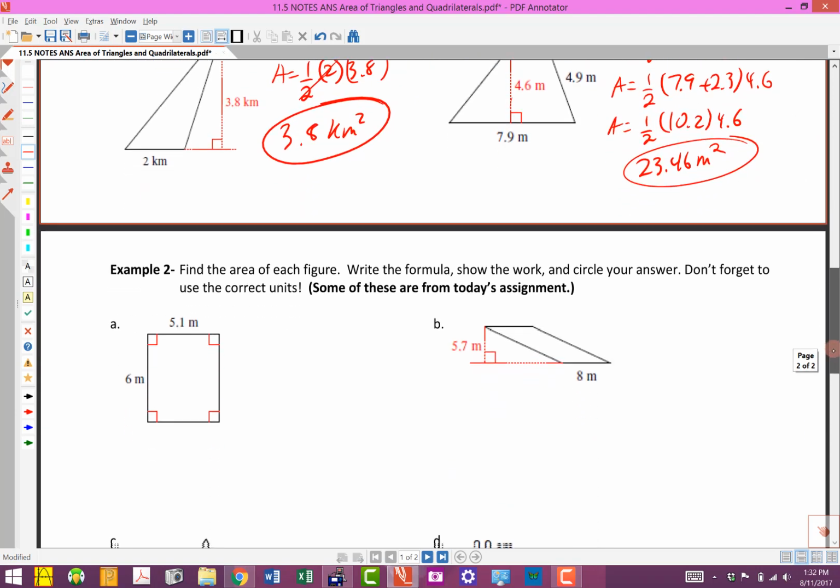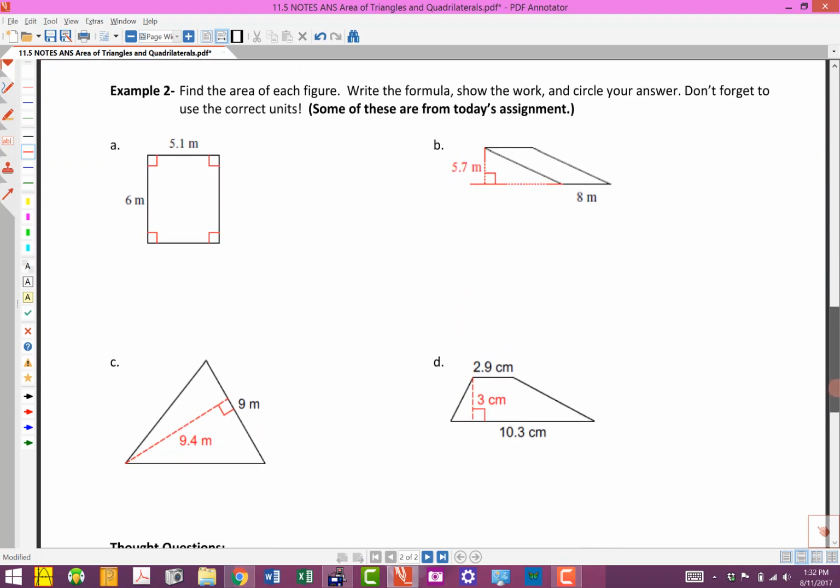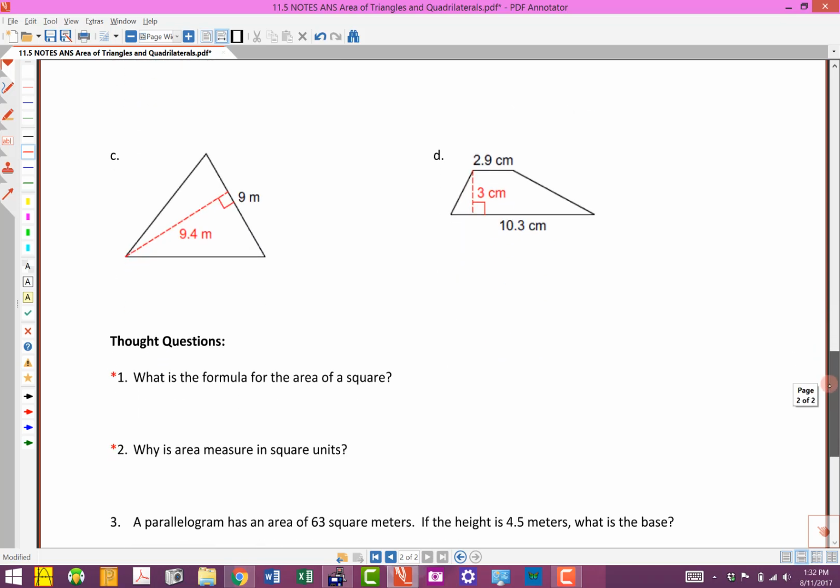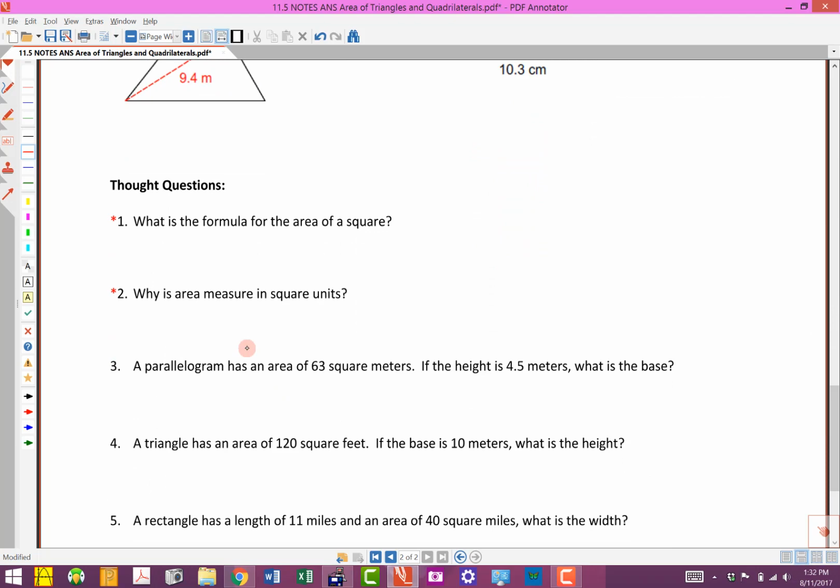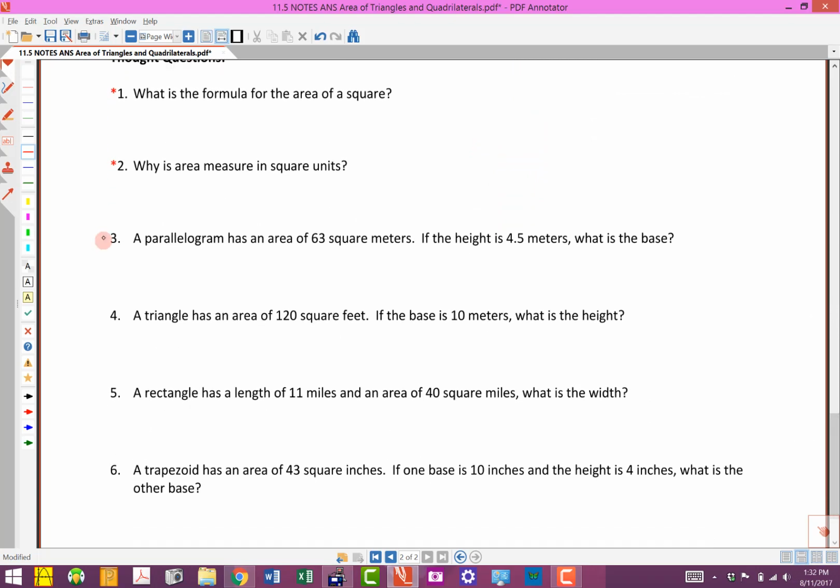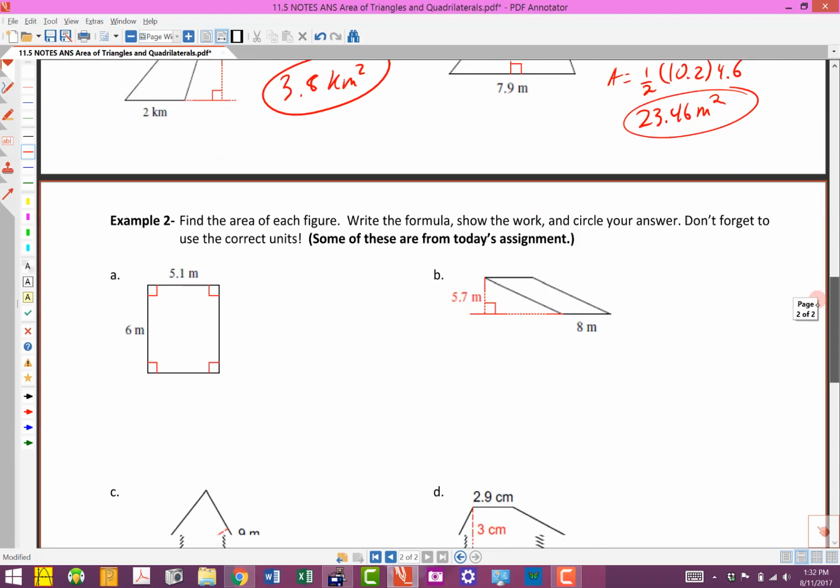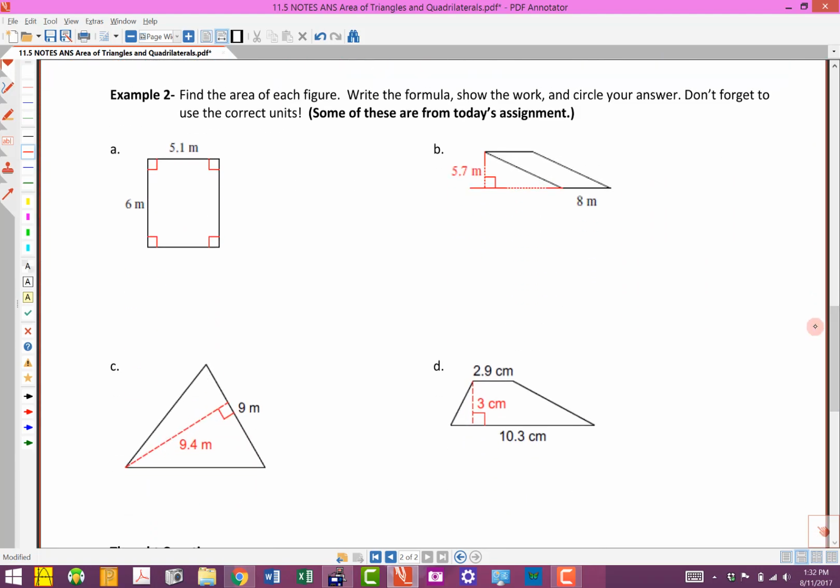Now, that's the bulk of what you're going to need to do. But let's just run through and do a couple more really quickly. I've got a thought question for you, a few interesting ones here, especially this stuff down here. I think you'll find this stuff interesting and pretty thought-provoking. So I'm going to run through here and do this about as quickly as I can. And notice that it says write the formula, show the work, circle your answer, and use the correct units. Some of these are literally on your assignment.